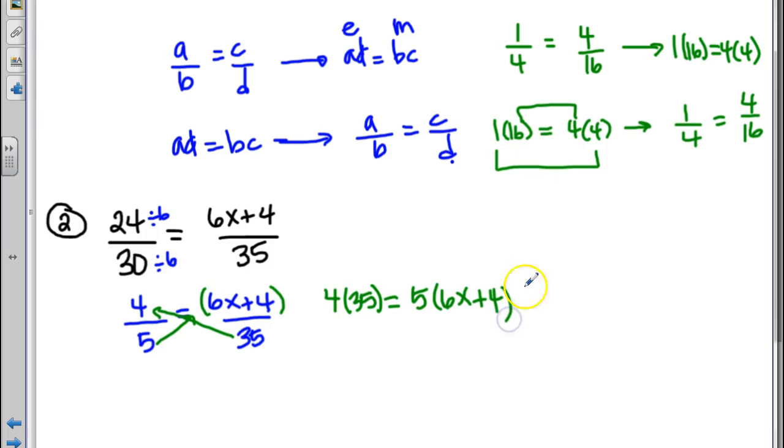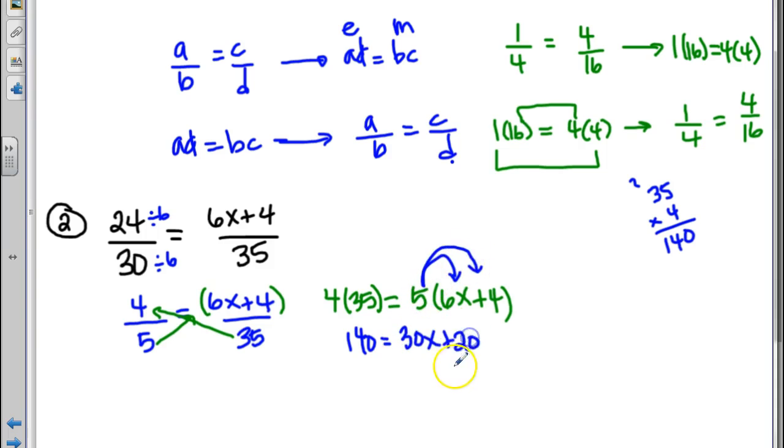All right, now we want to solve this equation. So let's do some cleanup. First, 35 times 4 is 140. And then on the other side, we've got to get rid of this parenthesis, so we'll multiply this through. 30x plus 20. Subtracting 20 from both sides, 120 equals 30x. And then dividing by 30 on both sides, we see that x is equal to 4.